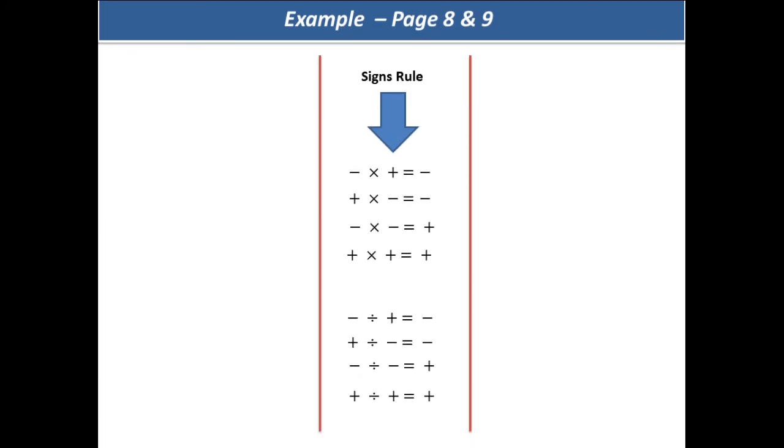Okay, now again, I call it the sign rule. These are the sign rules. They are very important. When you multiply equal signs, they give you positive. When you multiply different signs, they give you a negative.